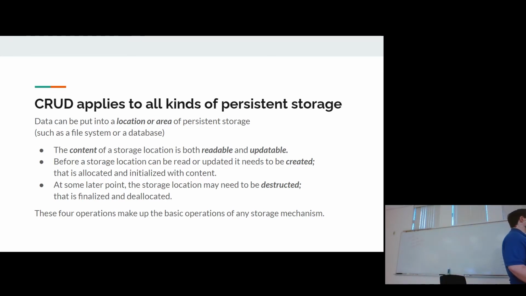So whatever it is, the content of a storage location needs to be both readable and updatable in order to really have it be valuable as a storage location. I need to be able to read the data as well as update the data. In order for that location to be read or updated, obviously it needs to be created first, right? If I'm going to store this somewhere, I have to have that storage place created first. And so oftentimes that involves some allocation, some initialization.